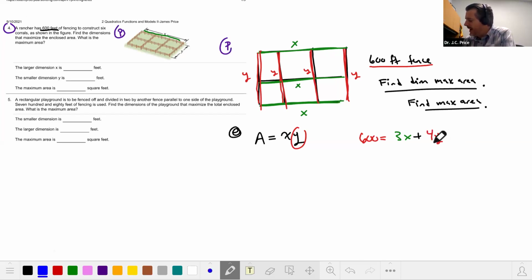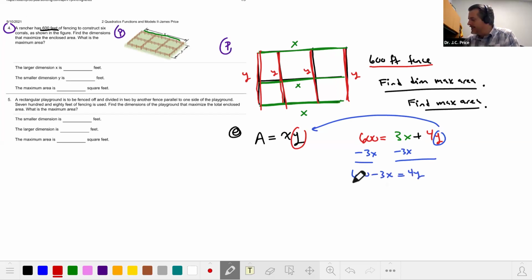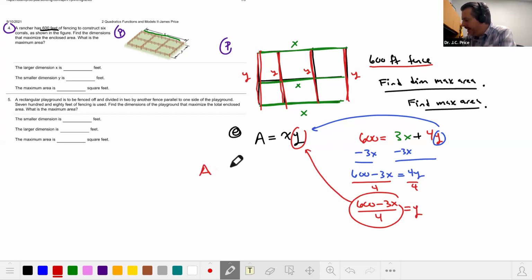And then you can solve this for y, and we can then substitute in there basically. So we'll subtract 3x from both sides. And so we get 600 minus 3x is equal to 4y. And then we'll just divide both sides by 4, and that'll give us y. And so (600 minus 3x) all divided by 4 is equal to y. And so now we just plug that in for our y over here. So A is going to be equal to x times (600 minus 3x) divided by 4.